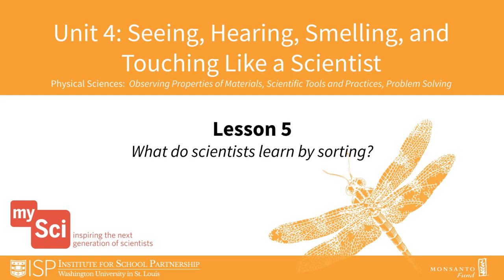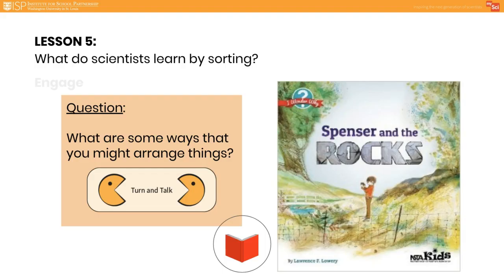They're now going to describe properties of objects and try to sort them based on the similarities and differences of those properties. For the Engage part of this lesson, you will refer students back to Spencer and the rocks. You'll go to the part of the book where Spencer is sorting his rocks.